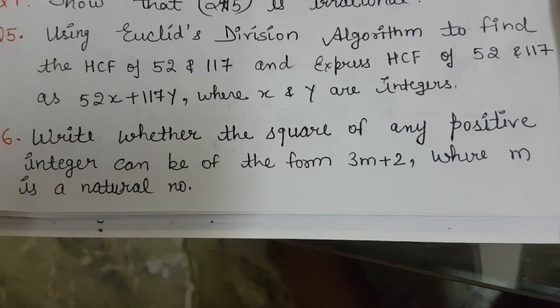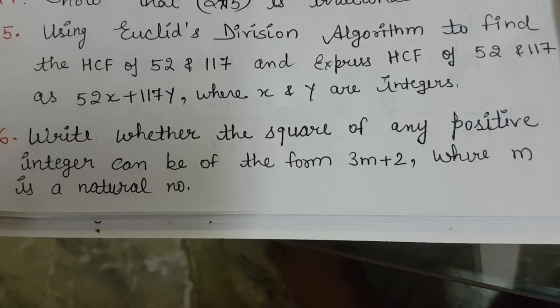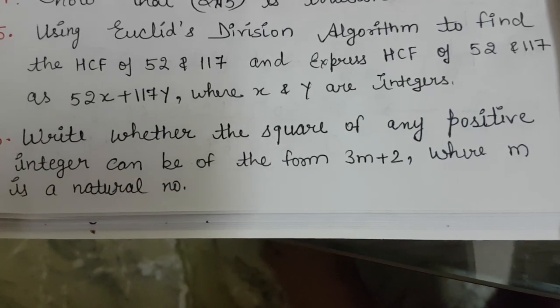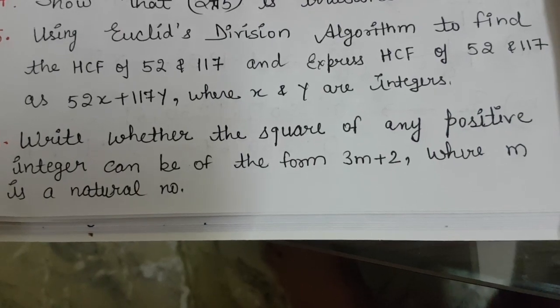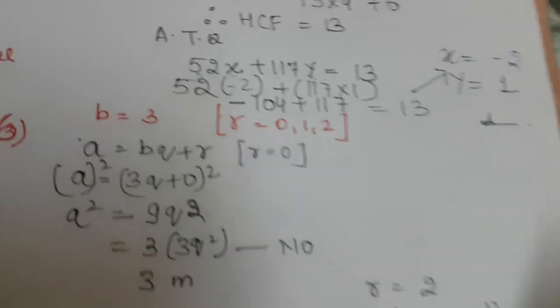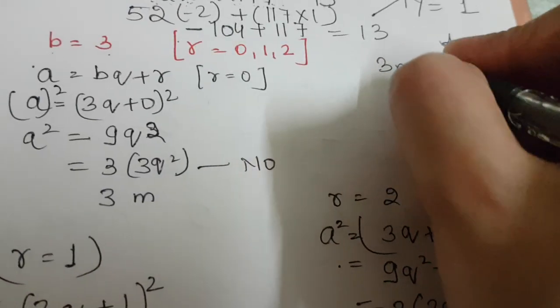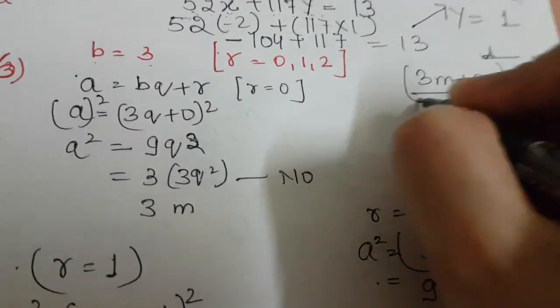So we have to show that it can be or not. They are asking: the square of any positive integer can be in the form of 3m plus 2. So first you take your b. According to this, what we have to prove? The form 3m plus 2.